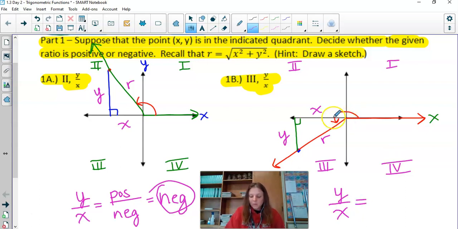This time, x moves to the left and y moves down. So if you move down to get to this point, that means you are moving in the negative direction. X, from the origin out to this spot, is moving left, so again, it is negative. And a negative divided by a negative will give you a positive.